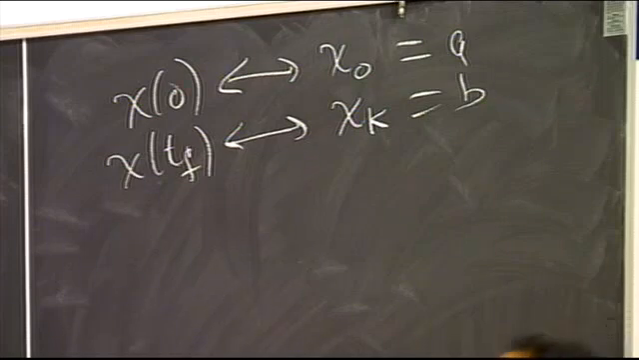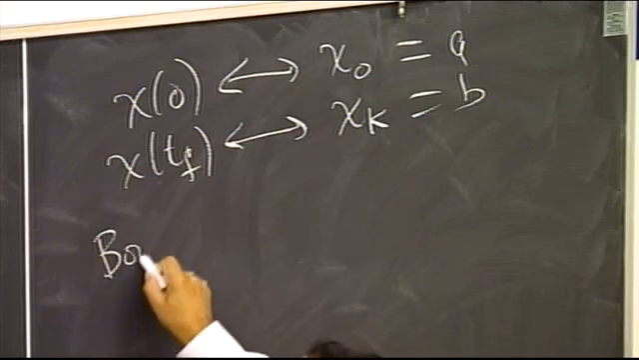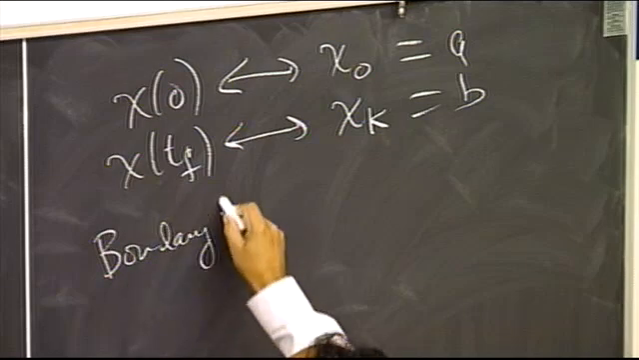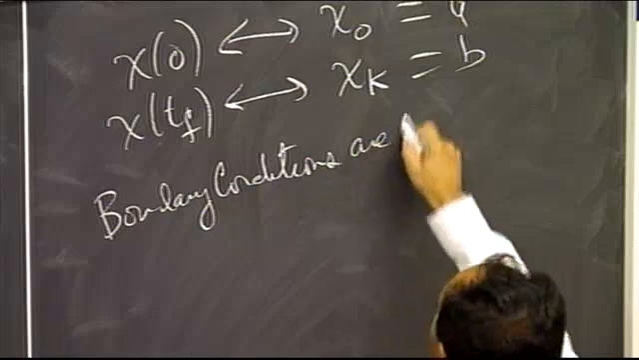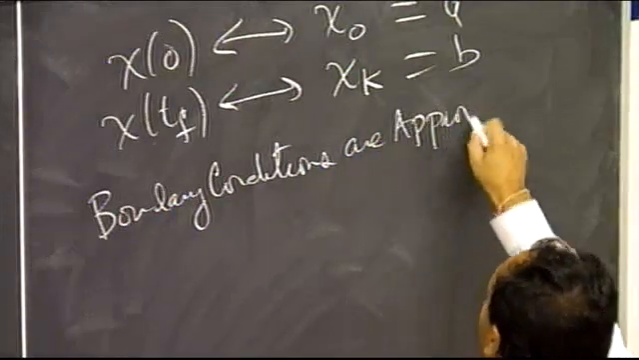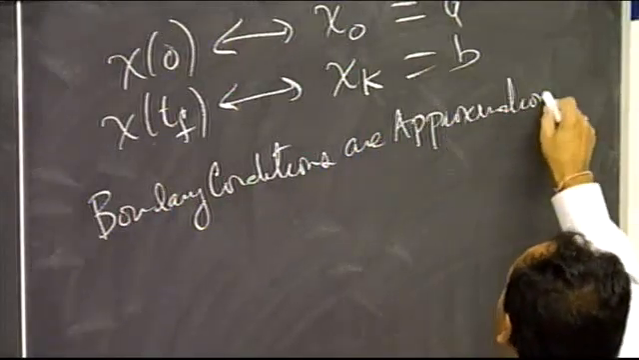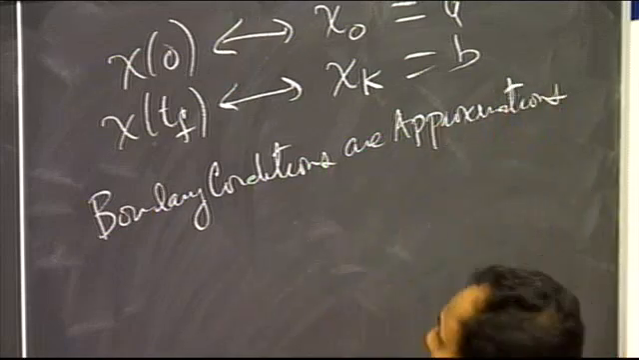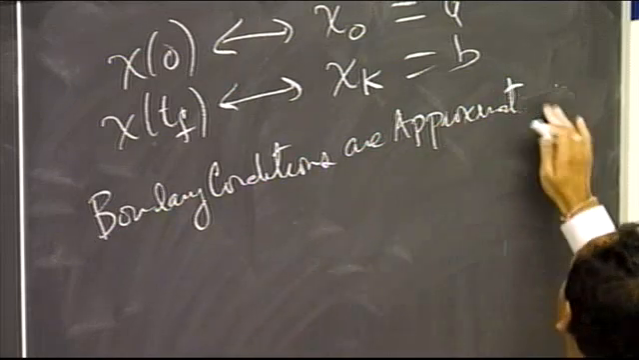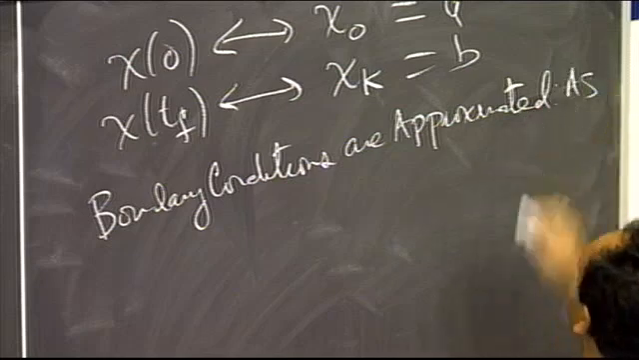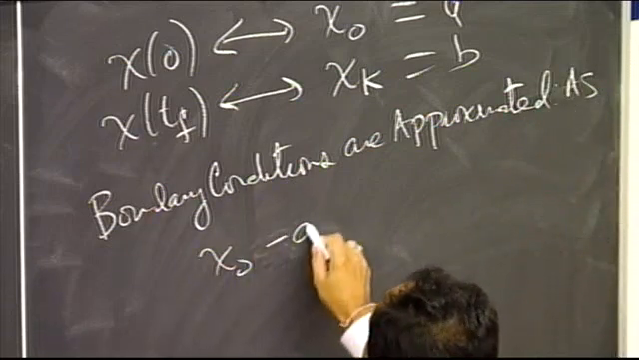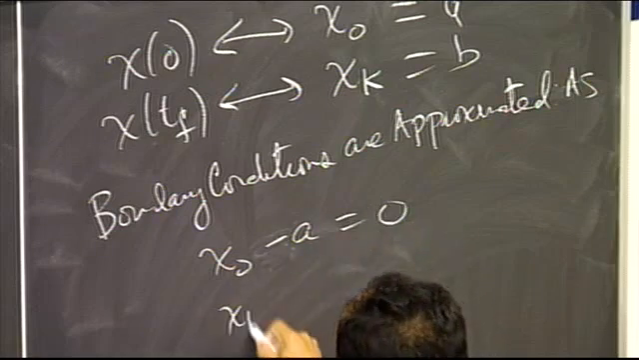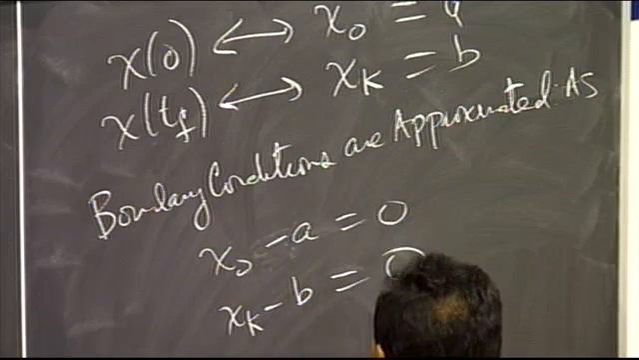So now what I've got is the boundary conditions. Now, it doesn't look like these are approximations, but the boundary conditions are approximated. They're approximations, okay? They're not the true boundary conditions, because the true boundary conditions are for the continuous problem. They are approximated, sorry, as x0 minus a equals 0 and xK minus b equals 0.